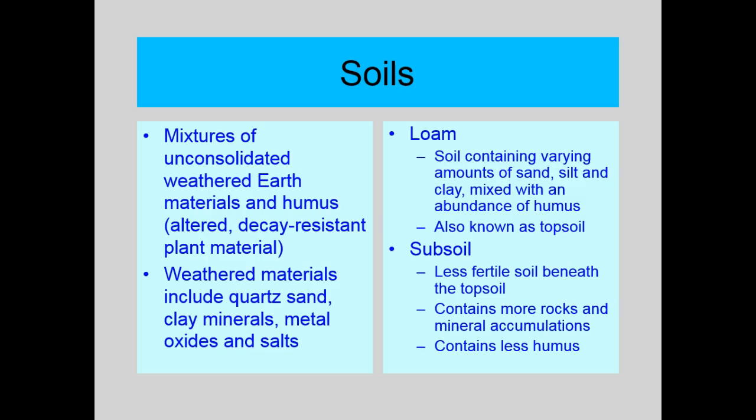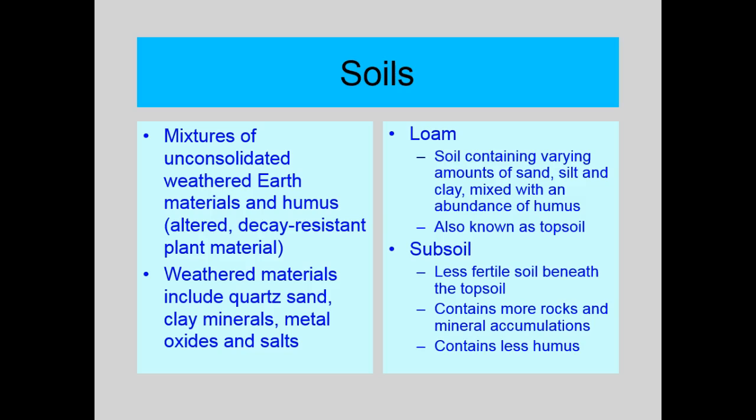Most of the time, the soils are mixtures of these things. Some sand, some silt, some clay, and then the other stuff, humus, mixed in with it. The optimal kind of soil is then not a sand, not a clay, but some mixture of these, and what we call that is a loam. It's a soil containing varying amounts of sands, silts, and clay mixed with an abundance, plenty of humus, which makes the water retaining capacity of that soil quite nice.